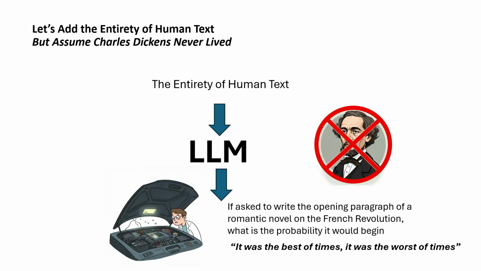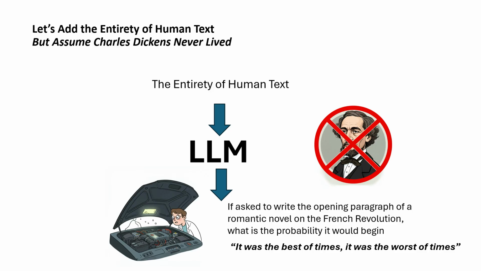Now let's say the entirety of human text, but assume that Charles Dickens never lived. Okay, so none of his novels are in this set of text, none of the articles about him are in this text, no novels. And we asked that LLM to write an opening paragraph of a romantic novel on the French Revolution. What is the probability that it would begin, it was the best of times, it was the worst of times, one of Dickens' most dramatic statements in the beginning of a novel? And I think most people think, well, these LLMs are pretty smart. The LLM could come up with something like that.